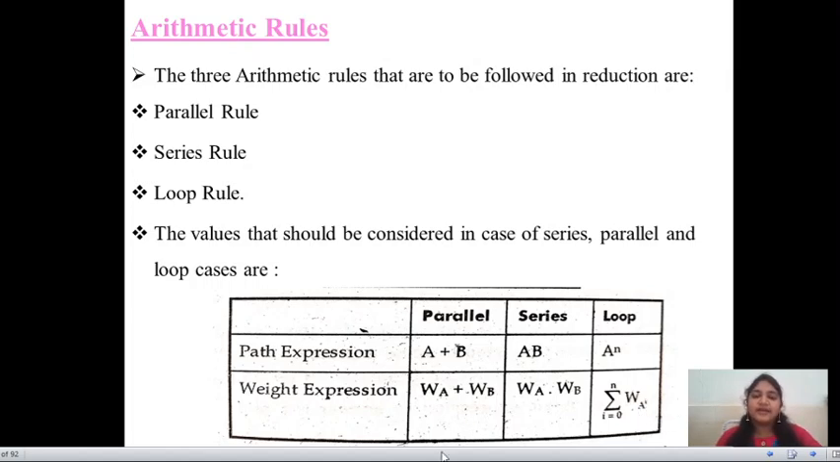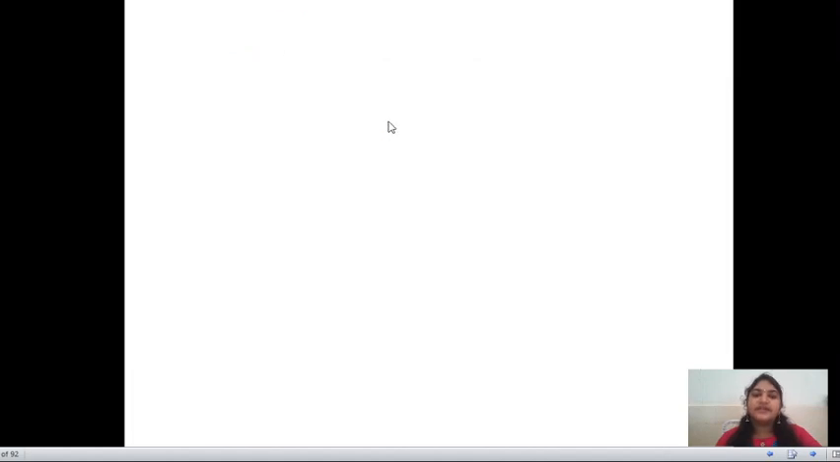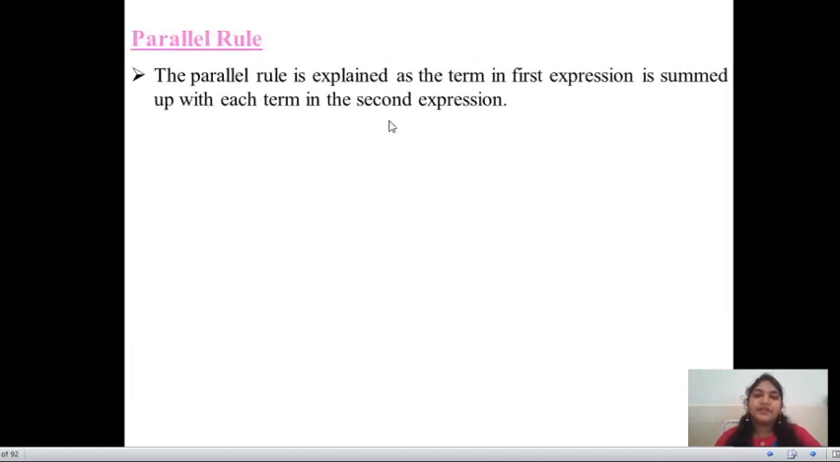So these are the common rules: parallel, series and loop. Parallel means addition, series means multiplication, loop means defining a star, like a power n or a star. So these are the arithmetic rules. Now we'll see the parallel rule.